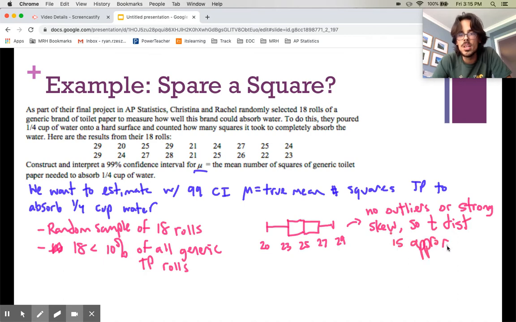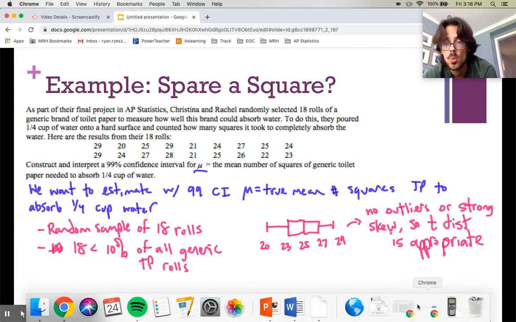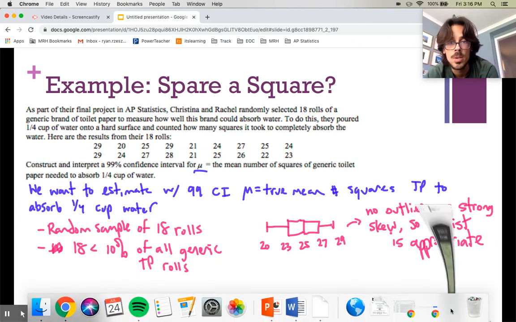So that's like an annoying little extra step. Oh, I got to graph my sample data, but it's not bad. You just throw the little box and whisker on your screen. You say, hey, it's not strongly skewed, no outliers. So we're going to keep on moving with our t distribution.